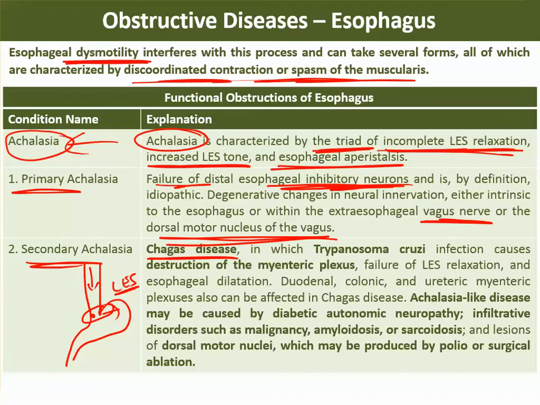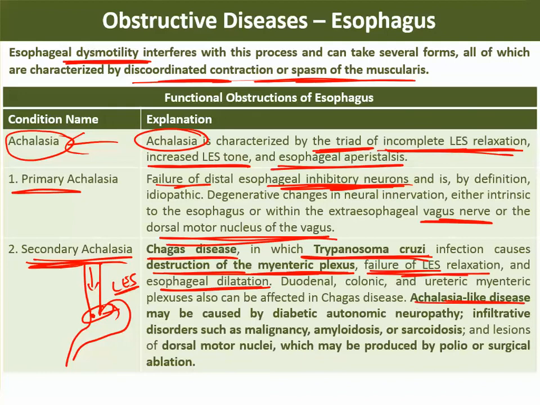Now coming to the secondary achalasia, the most important one is Chagas disease, a very common disease in America. It is caused by a parasite called Trypanosoma cruzi. This destroys the myenteric plexus, a neuronal plexus in the wall of the esophagus. That leads to failure of lower esophageal sphincter relaxation, and the esophagus goes for dilatation. This is the commonest one that comes under secondary achalasia.